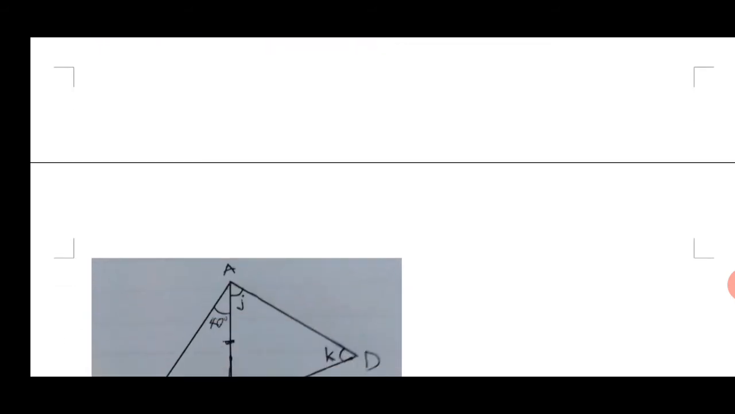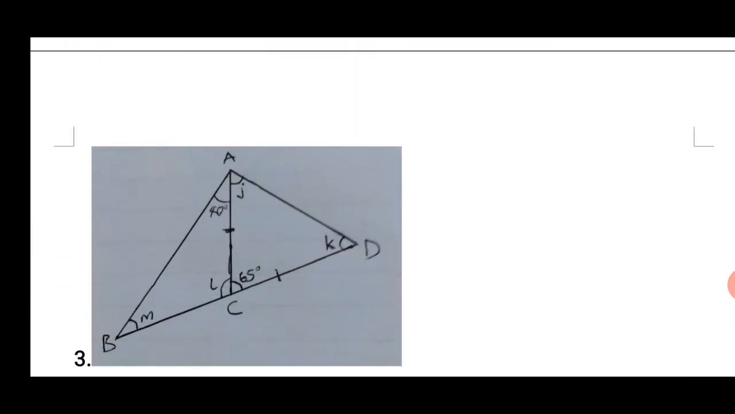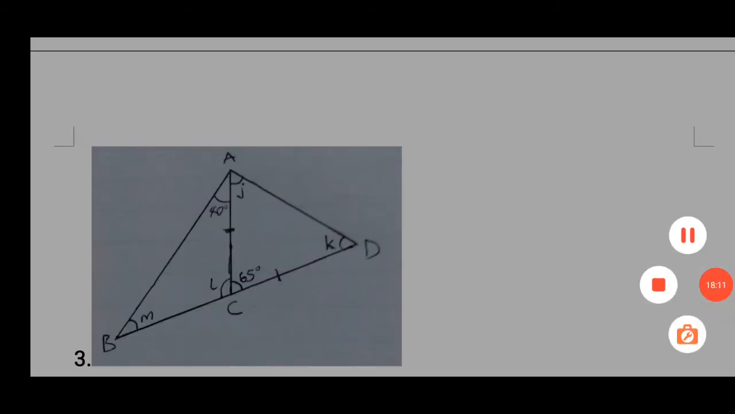For question 3, the diagram is also here. You have a bigger triangle ABD divided into two triangles ABC and ACD, and we have triangle ACD to be an isosceles triangle. So we have some given angles. Two of the angles are given, 40 and 65 degrees. Then you have to determine the remaining angles, J, K, L, and M. So that is where we are going to stop for today.